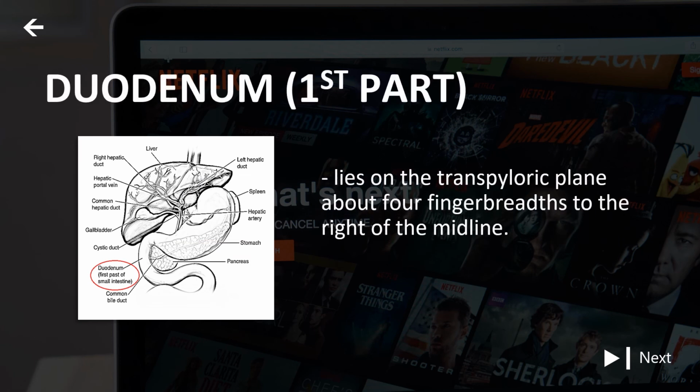Duodenum. The duodenum lies on the transpyloric plane about 4 fingerbreadths to the right of the midline.